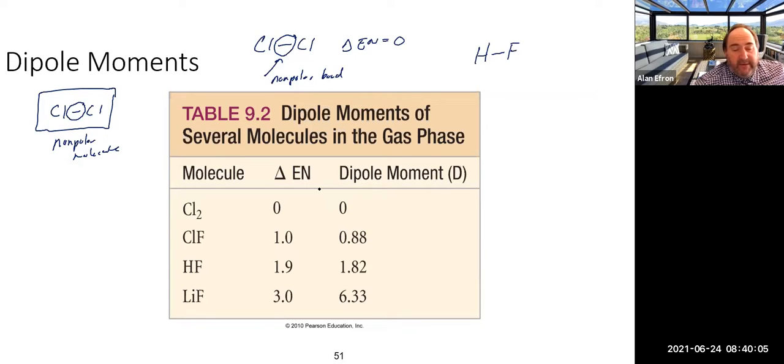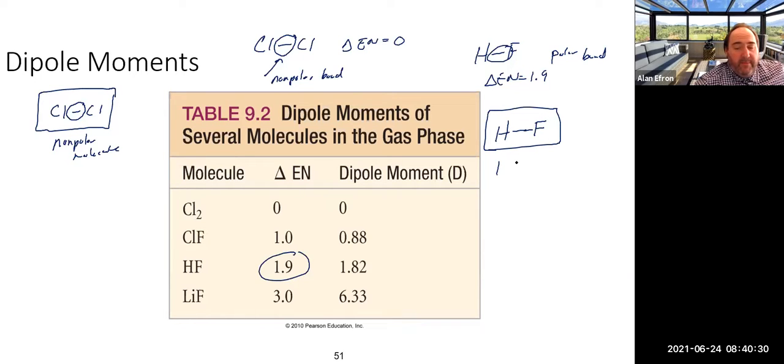Just like when we look at HF that we saw earlier, we know that the difference in electronegativity, as we can see from this table here, 1.9, means that when we look at this bond here, it is a polar bond. And the same reasoning, because that's a diatomic molecule, when we look at something like HF as a whole, this guy would be a polar molecule, because the one and only bond that's present is a polar bond. So we know that this guy definitely is going to be a polar molecule as well.